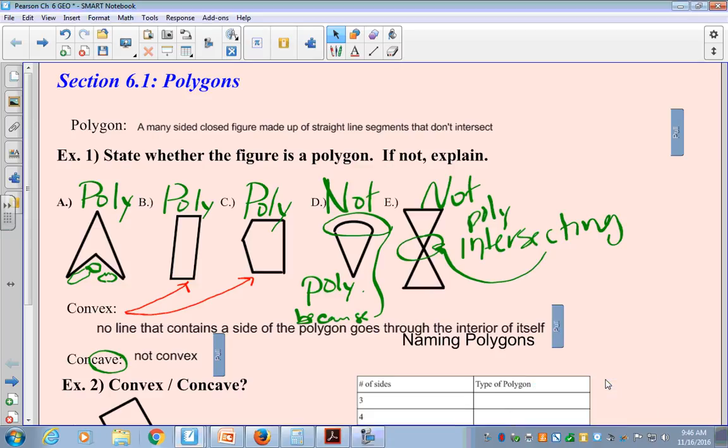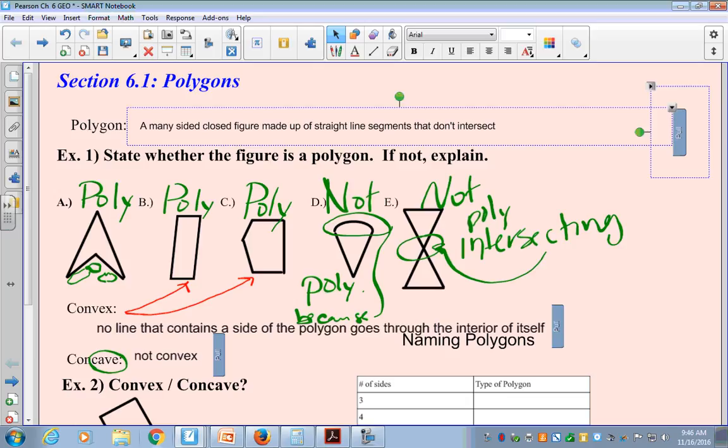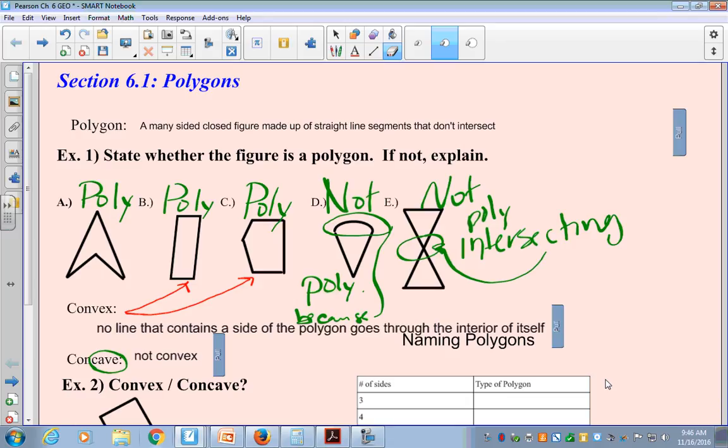Okay, so this is 6-1 polygon. A polygon is a many-sided figure made up of straight line segments that don't intersect. So when we're looking at shapes A, B, C, D, and E, shape A is a polygon. It's a many-sided figure, it's closed, and it has straight line segments that don't intersect.